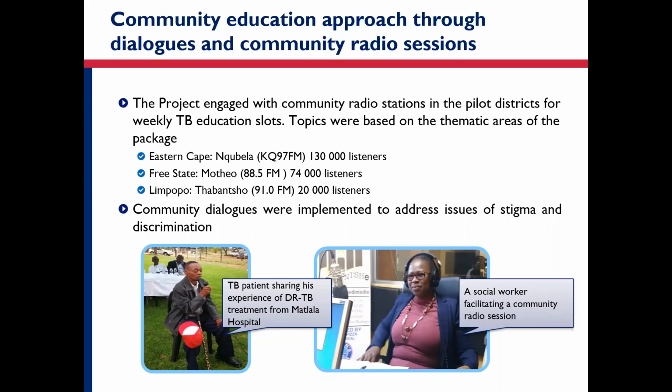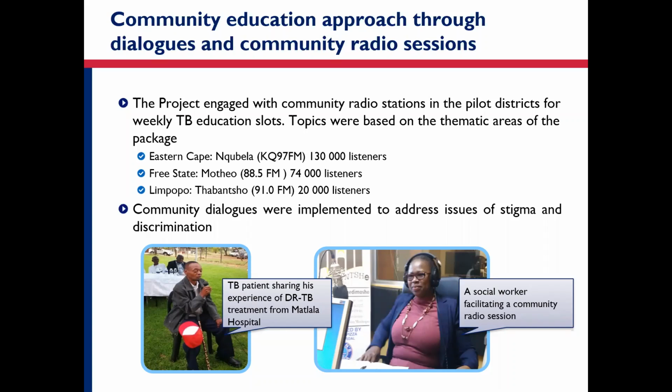Over and above that, we partnered with 3 community radio stations in our areas where we took our thematic areas, we also took our essential elements and looked at content that was used to present and educate patients on DRTB and all issues about the service package. And an important part of this was that when we did our community radio slots or education slots, there were also presentations by former patients who were on DRTB who spoke about their experiences and shared their treatment journey.